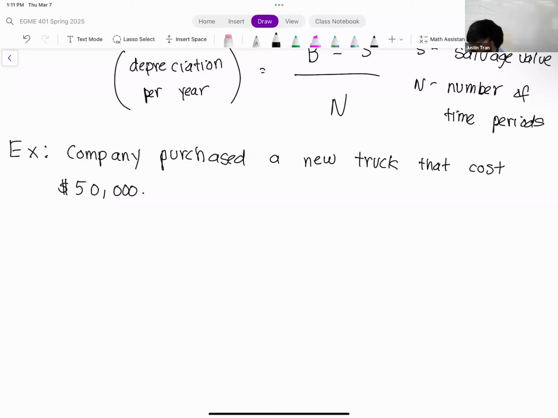This truck is expected to last 5 years. And then based on the capacity of the truck and what the company is planning on using it for, it's going to produce roughly $20,000 of revenue per year.